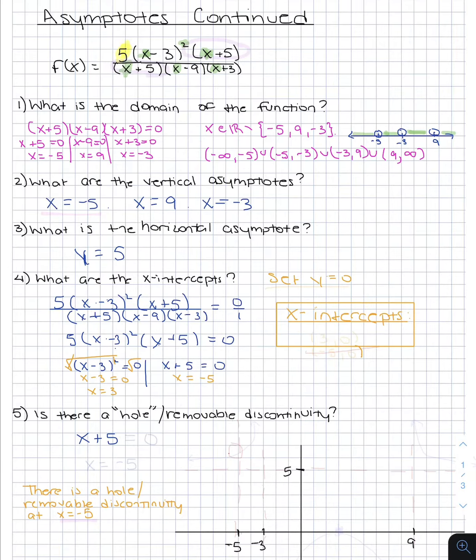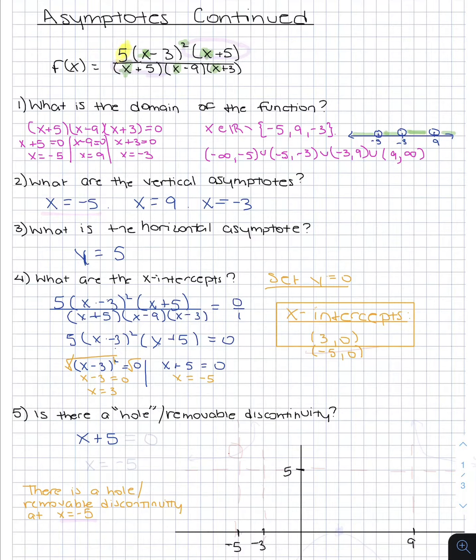Since our x-intercepts are points, our x-intercepts are (3, 0) and (-5, 0), because we set y equal to 0. You could also do something similar to find the y-intercepts by just setting x equal to 0 and solving for that.